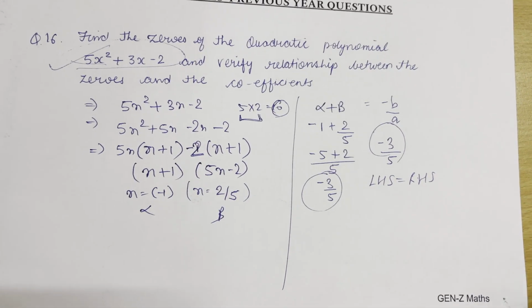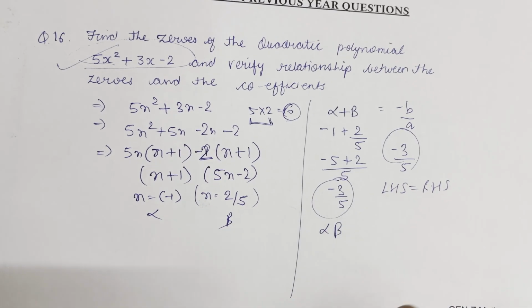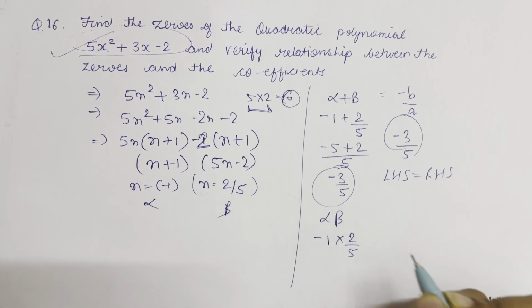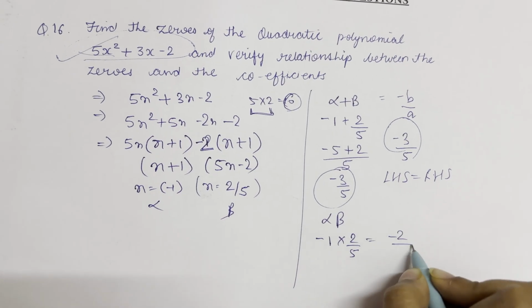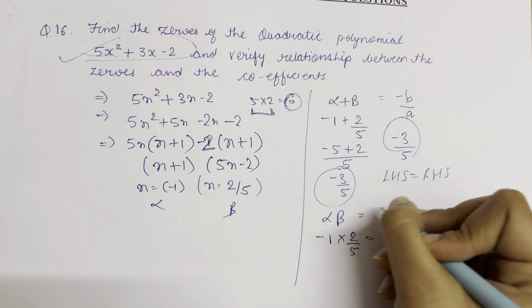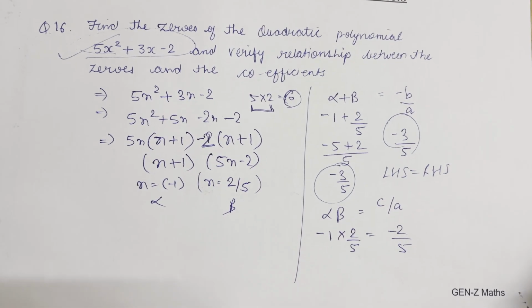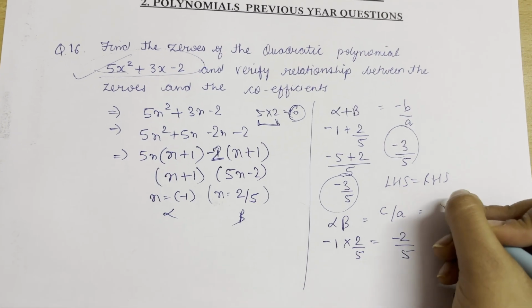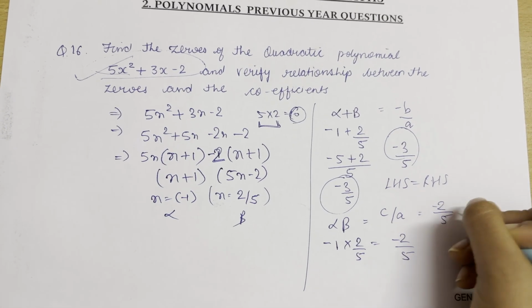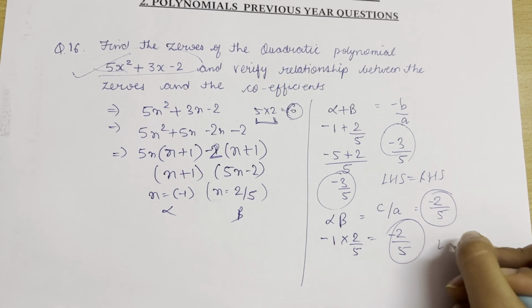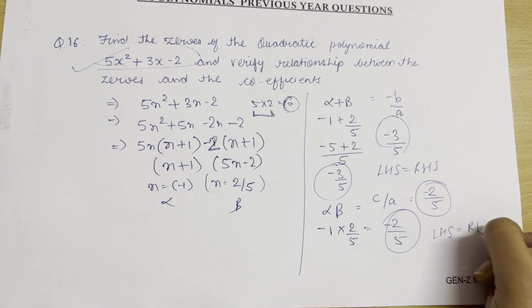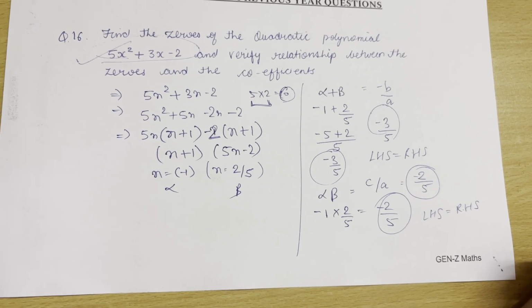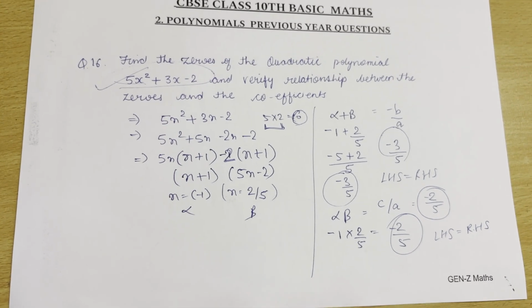If I similarly proceed with the product of zeros, alpha into beta, so minus 1 into 2 by 5, which equals minus 2 by 5, and this product should be equal to c by a. If I take the value of c and a from the quadratic polynomial, I get minus 2 upon 5. This value is equal to this, hence LHS is equal to RHS, and hence it is verified. I hope you understand it.